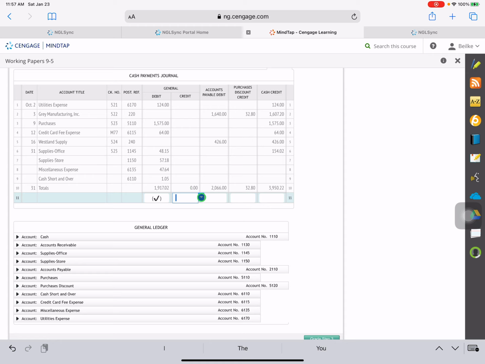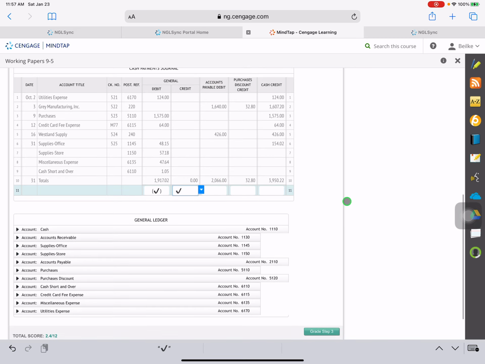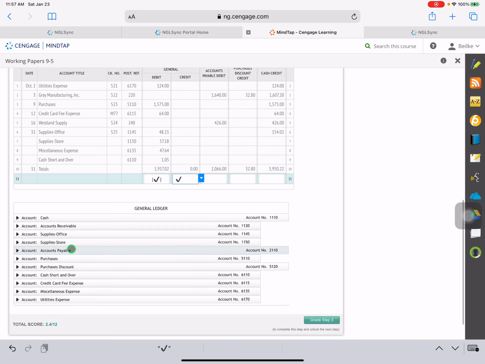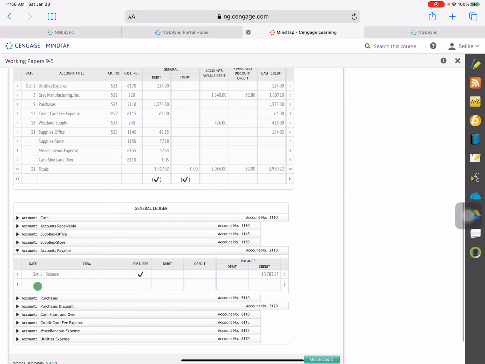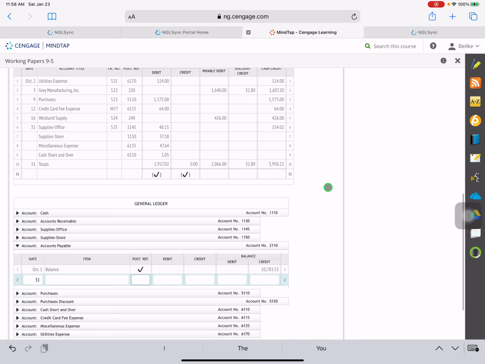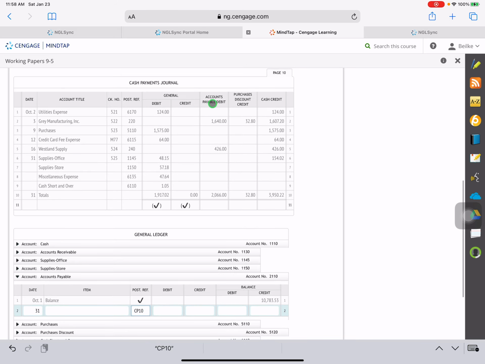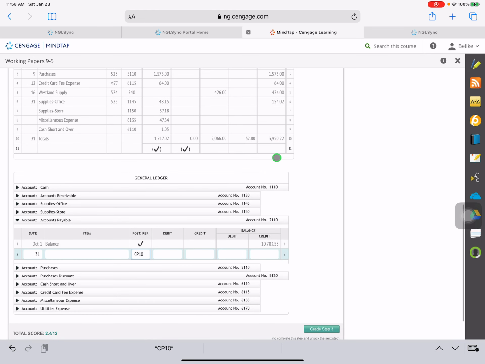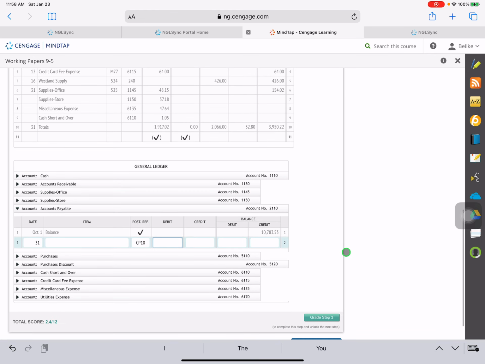Our general credit is not posted as a total, but we will post our special amount columns. So we need to go to our accounts payable, debit. So we're going to go into our general ledger. We're going to go to accounts payable. Again, we're going to write the date, which is the 31st. It's cash payments, page 10, so it's CP 10. It says it's an accounts payable debit, so we will write it as a debit into our accounts payable.